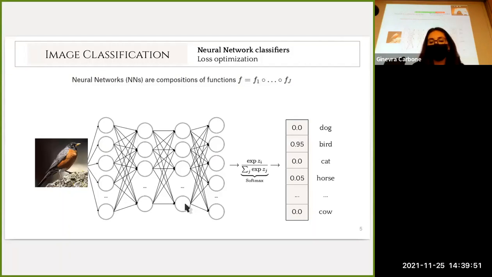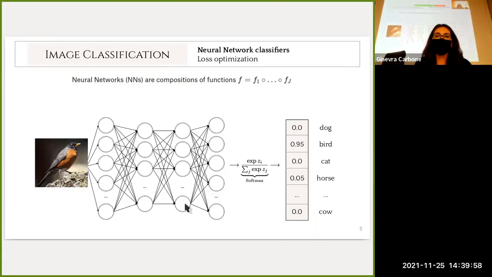We can say in general that a neural network is a composition of functions, f_1 up to f_J in this case. The nice thing about neural networks is that they can be graphically represented, as you are seeing here, as a collection of nodes called neurons. The reason why they are called neurons is that this particular structure is inspired by neural networks in the brain.